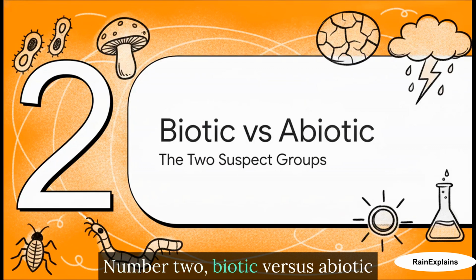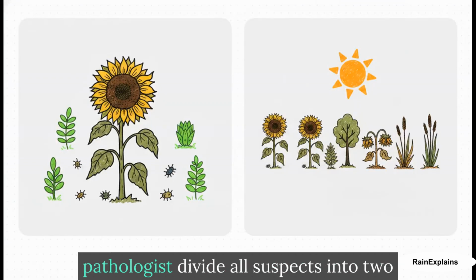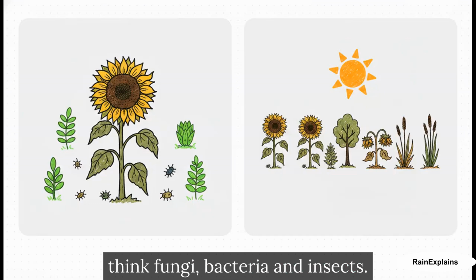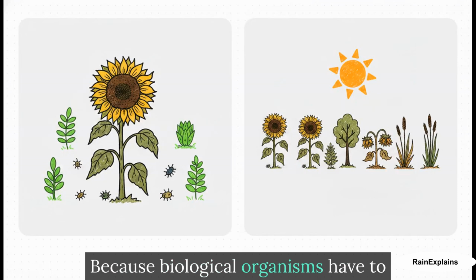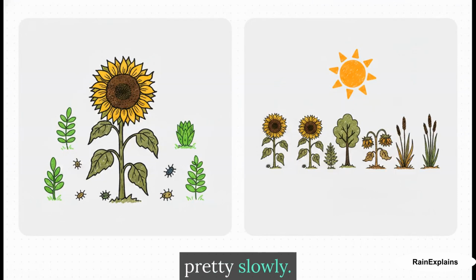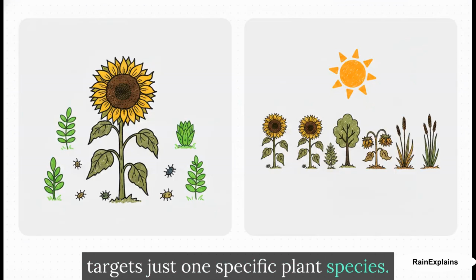Number 2, biotic versus abiotic factors. To make sense of the crime scene, plant pathologists divide all suspects into two main camps. First up, we have biotic, or living factors. Think fungi, bacteria, and insects. Because biological organisms have to physically multiply and spread, the damage they cause usually develops pretty slowly. It appears scattered, and it typically targets just one specific plant species.